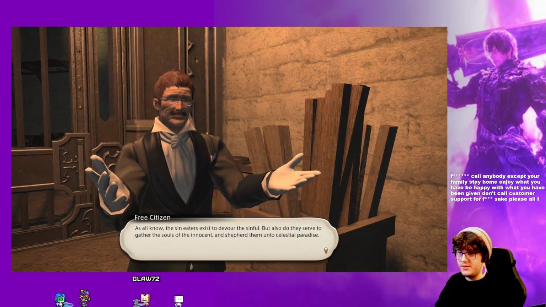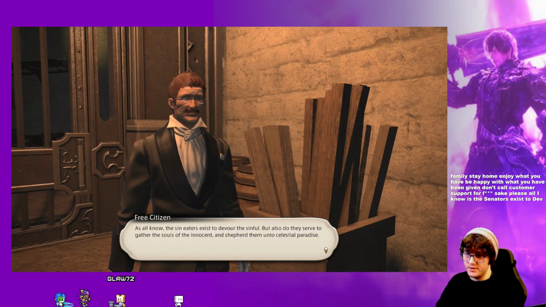All I know is the senators exist to devour the sinful, but also they do serve to gather the souls of the innocent and shepherd them into celestial paradise.